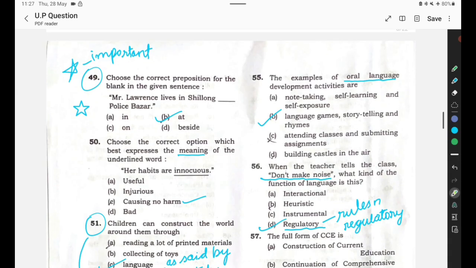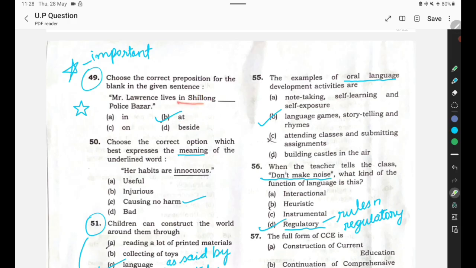Now, question number 49, also a star question. Choose the correct preposition for the blank in the given sentence. Mr. Lawrence lives in Shillong, dash, Police Bazaar. Look, the answer here is "at", obviously, okay? Then I'll explain the extra concept here.